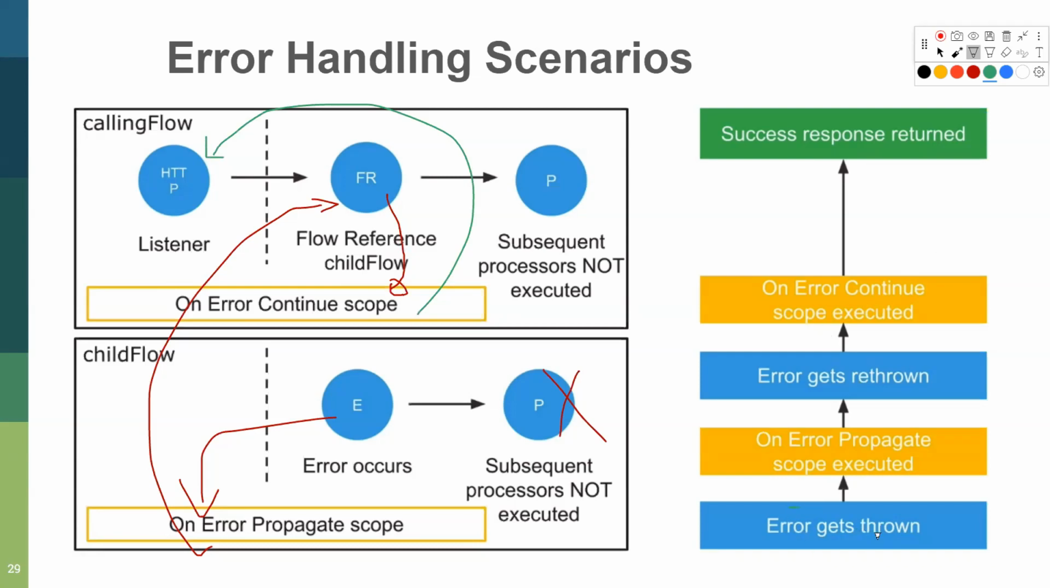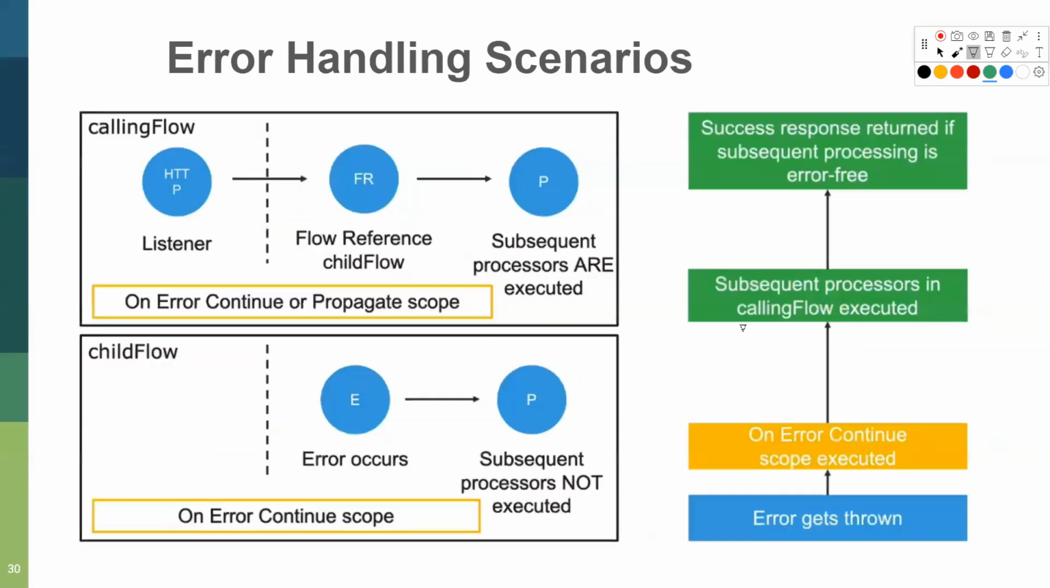An error gets thrown at E, and the on error propagate scope gets executed. This one is this guy. And we know on error propagate throws the error. So we have this error thrown to the flow reference. And from the flow reference, the error gets thrown to on error continue, which is this on error continue. And we know on error continue sends success. This is another scenario. I hope these things are clear. If it is too much information, take more time and digest it.